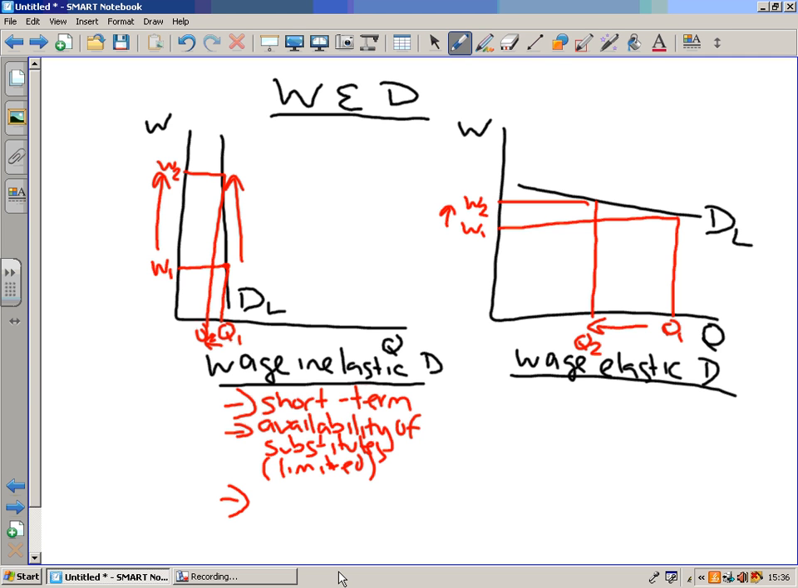Another thing that will affect this is inelastic demand for the product. Okay, if people demand a much higher wage, but the product that is being sold at the end of the day is very price inelastic, the business won't care if people demand a higher wage because what that business can do is pass the additional costs onto the customer. So it makes no difference to the business in this case.